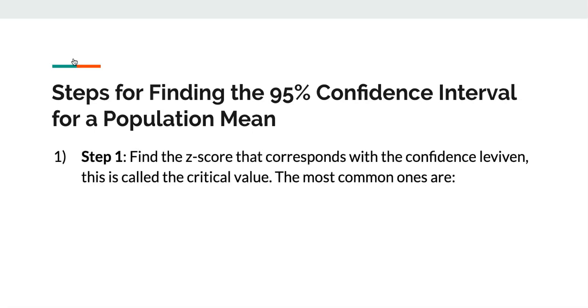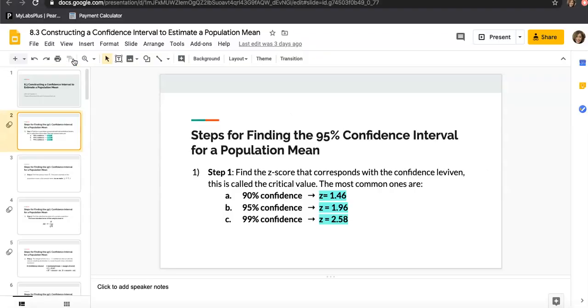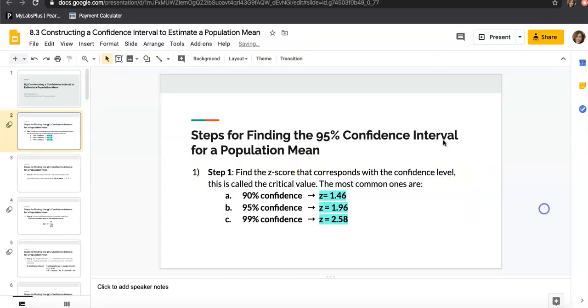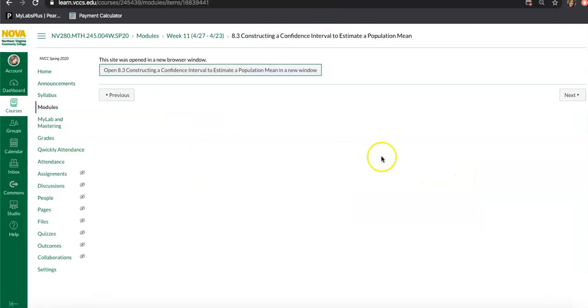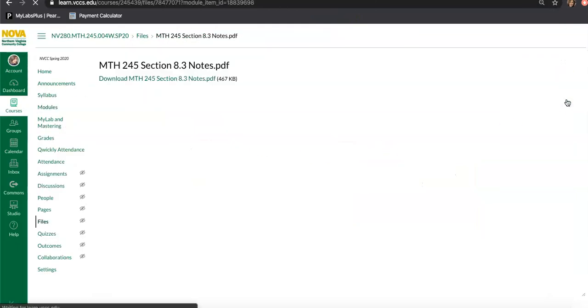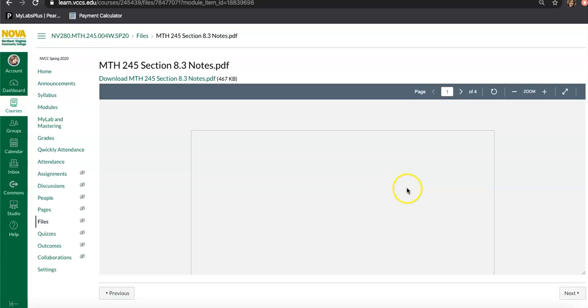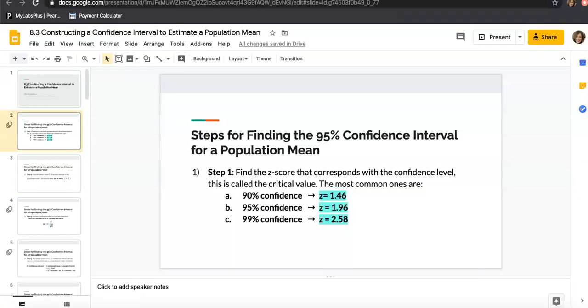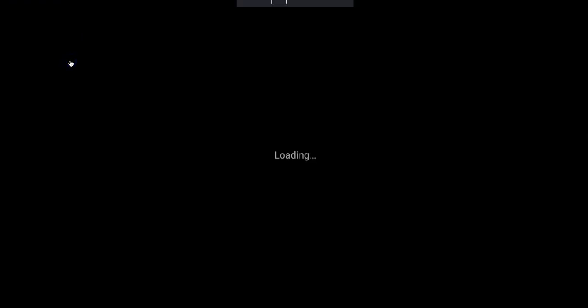Step number 1. You first have to find the z-score that correspond with the confidence level. Confidence level. I hope I don't have that typo on the notes. Let me double check. I think I fixed it one place. Confidence level. Yes, yes. So the notes is fine. The PowerPoint had a little typo here.